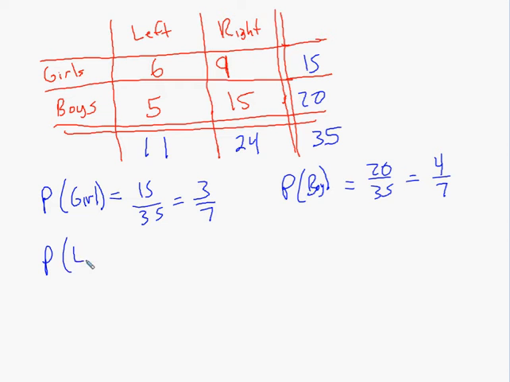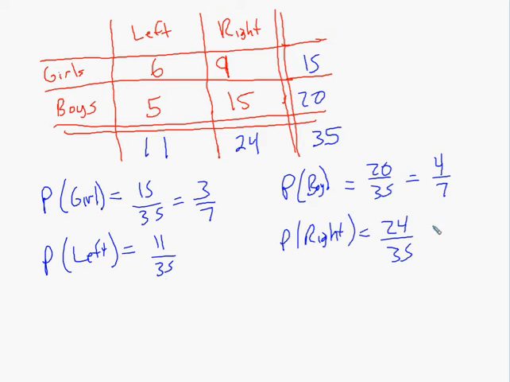What's the probability of a lefty? It's 11 out of 35. And what's the probability of a righty? 24 out of 35. Or we could subtract that, right? Okay. Can we reduce this? Probably not.